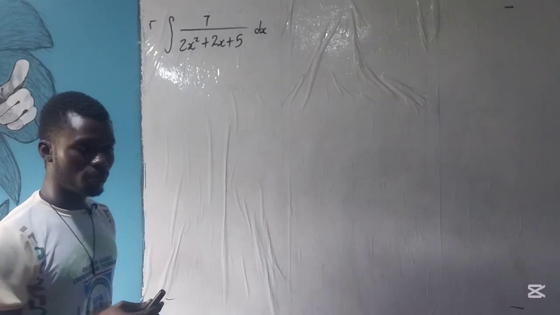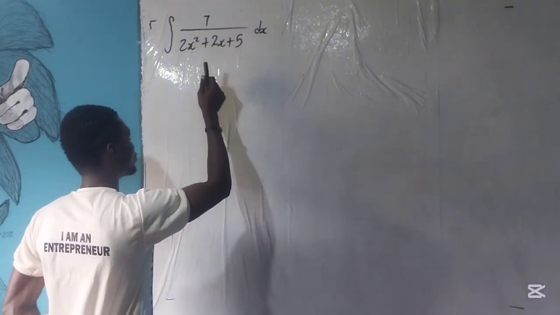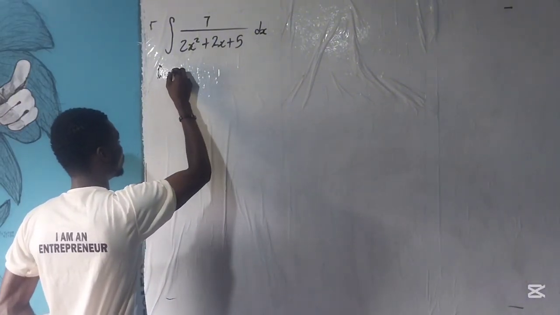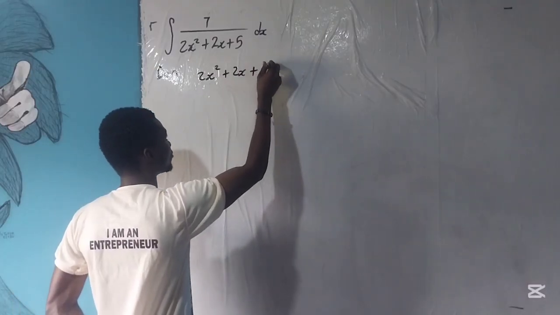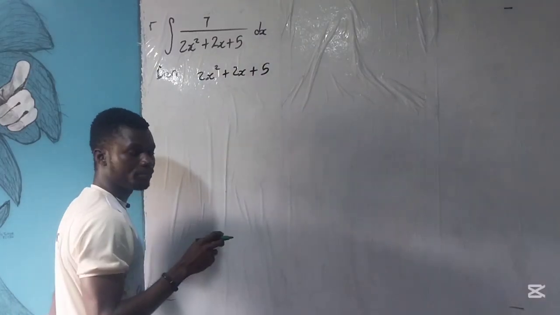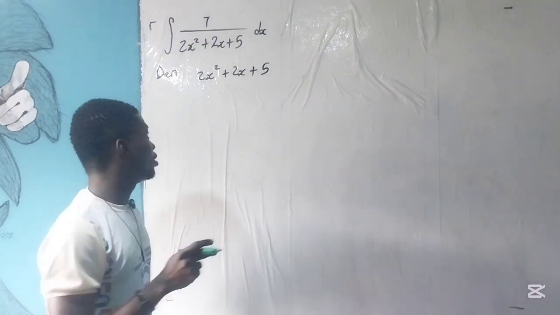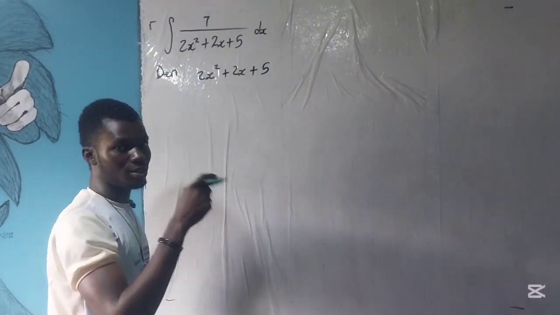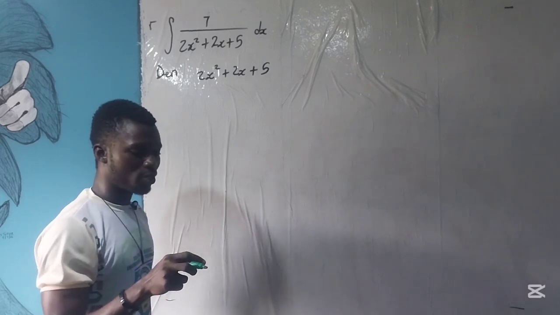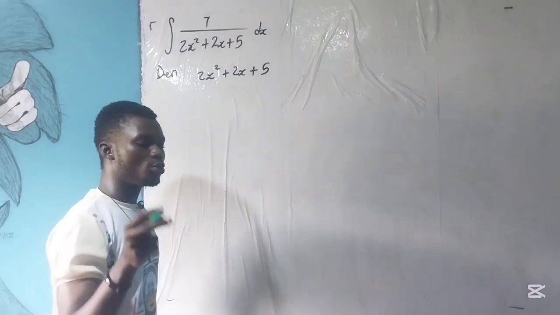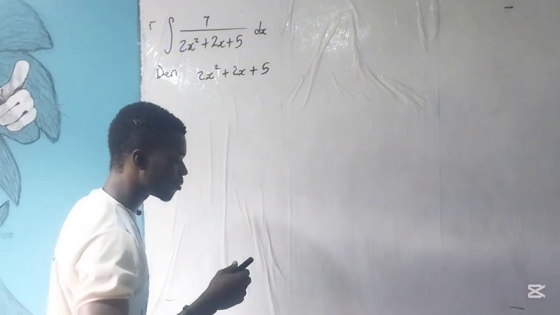We use the completing the square method to factorize it. Now let me show you what to do. If you bring out the denominator, that's 2x squared plus 2x plus 5. Now you might have seen questions like this. If the denominator cannot be factorized, this is what you do. We are going to do it in such a way that we have a perfect square, then we are going to use the formula for arctan to solve it.